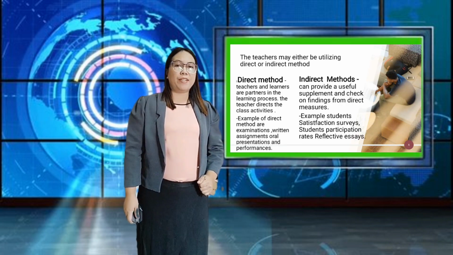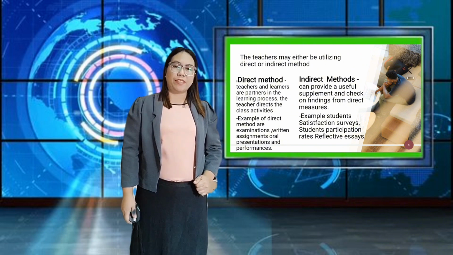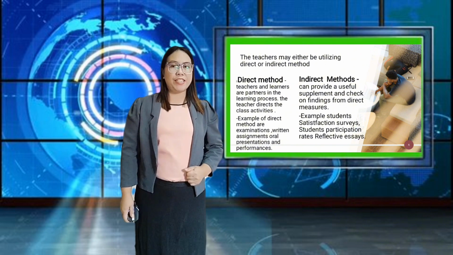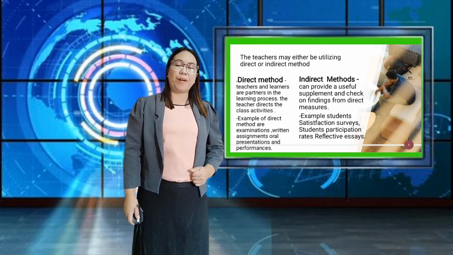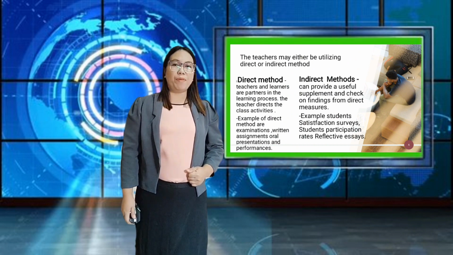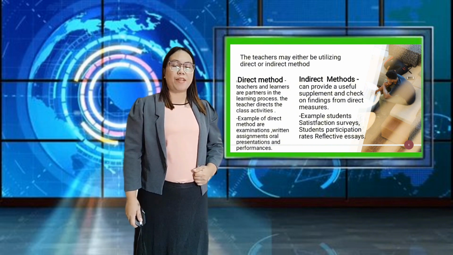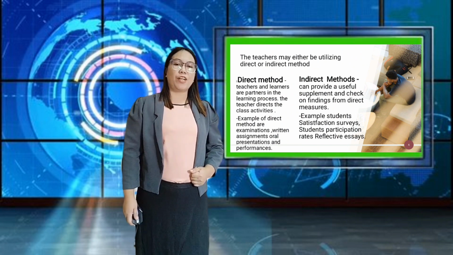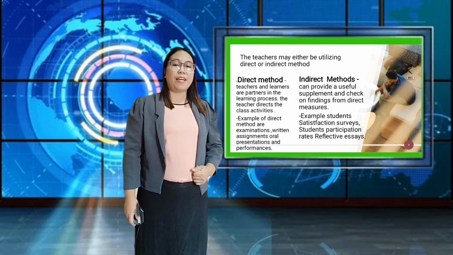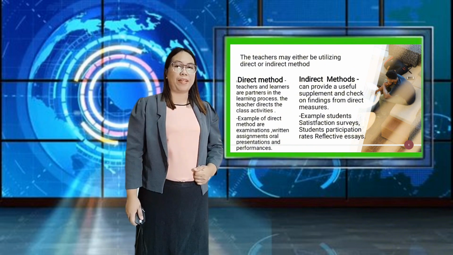The teachers may either be utilizing direct or indirect methods. In direct methods, teachers and learners are partners in the learning process. The teacher directs the class activities. Examples of direct methods are examinations, written assignments, oral presentations, and performances. While indirect methods can provide a useful supplement and check on findings from direct measures. Examples of indirect methods are student satisfaction surveys, student participation rates, and reflective essays.